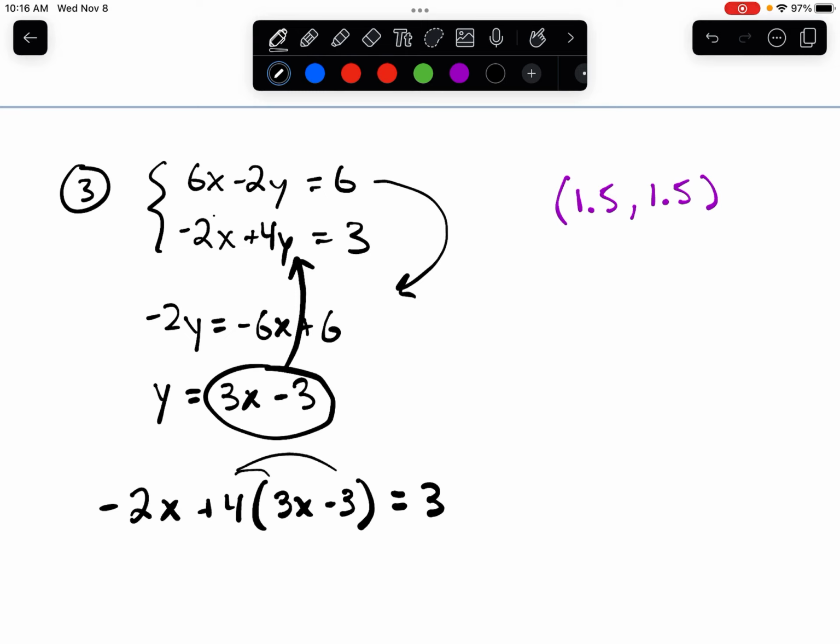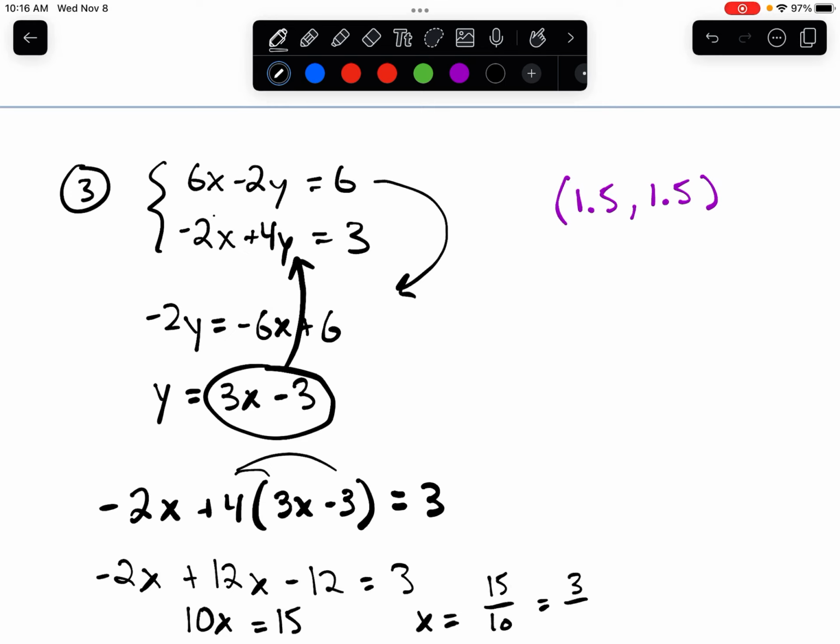I then will have to distribute this 4, so negative 2x plus 12x minus 12 equals 3. When I combine my like terms, we get 10x, and then I add the 12, equals 15. And when we divide both sides by 10, we do get x equals 15 over 10, which does reduce to 3/2, or 1.5. Okay, so again, that does check out for our x value. We get 1.5, which is great.